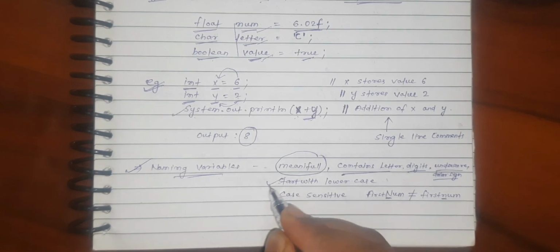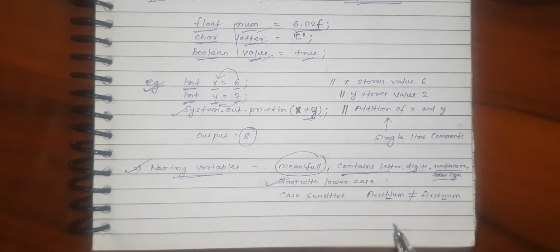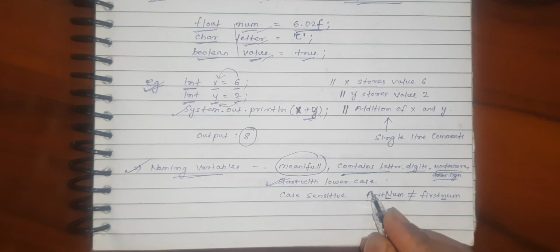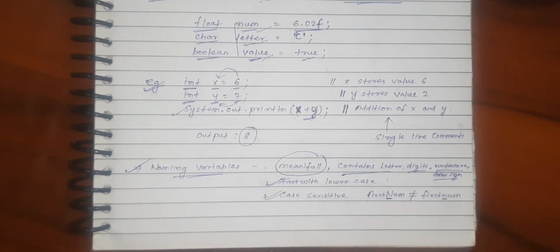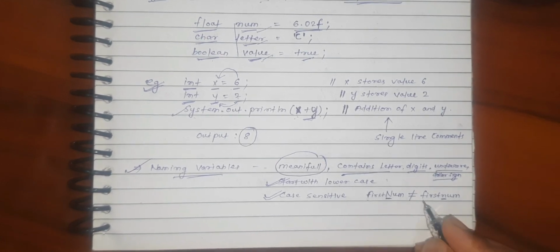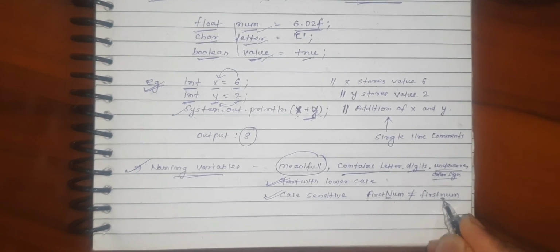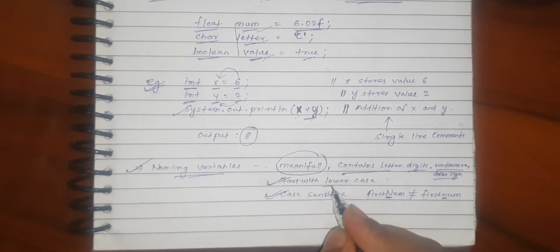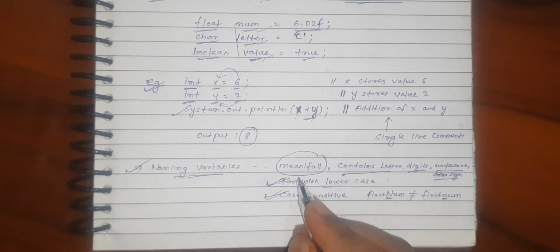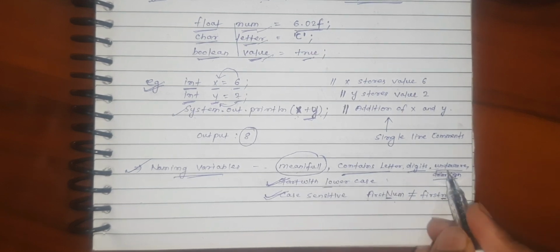You should always start a Java variable with a lowercase letter. If the variable is firstNum, the first letter should be small. It's also case sensitive, which means firstNum with a capital N and firstnum with a small n are not the same, they are different. You should always start Java variables with a lowercase first letter, and the name should be meaningful. These things are to be understood.